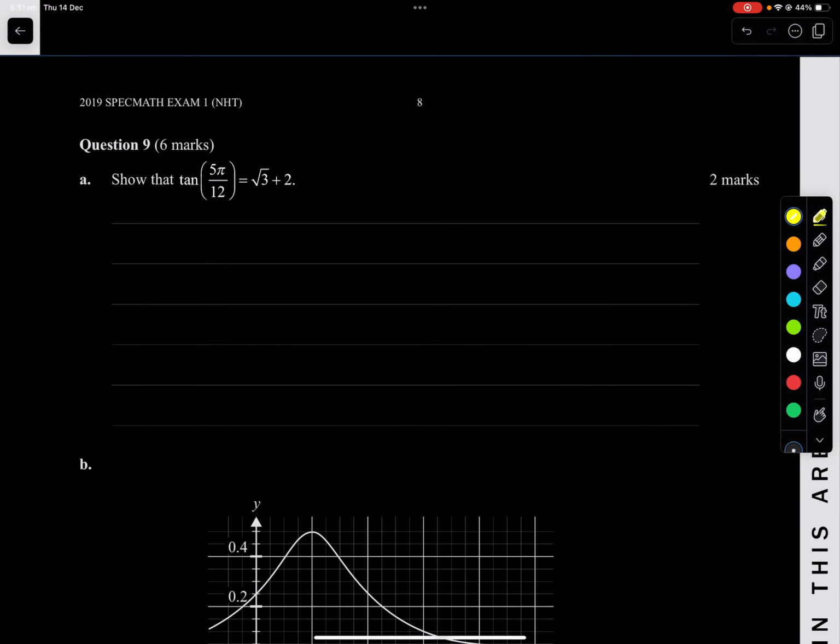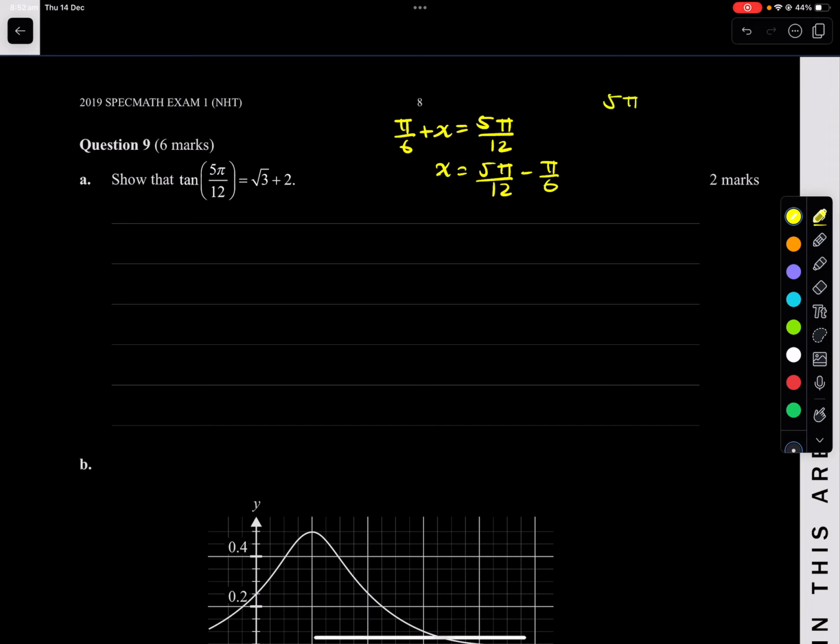Question 9. Show that tan 5 pi over 12 is equal to this. Now, of course, when you see these kinds of expressions, you have to use your compound angle formulas, or you can also use your double angle, but in this case it's not very useful. So, what things can give me that? Tan of something, so let's say pi over 6 plus something, which I have no idea, should equal 5 pi over 12. So x is 5 pi over 12 minus pi over 6.